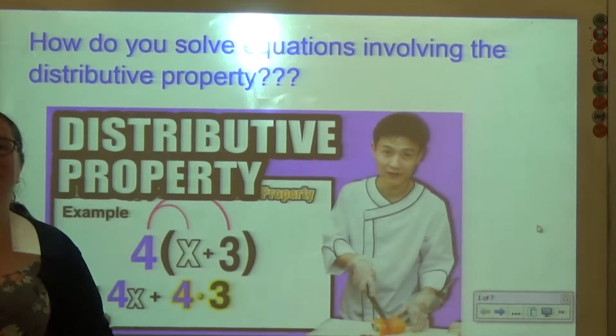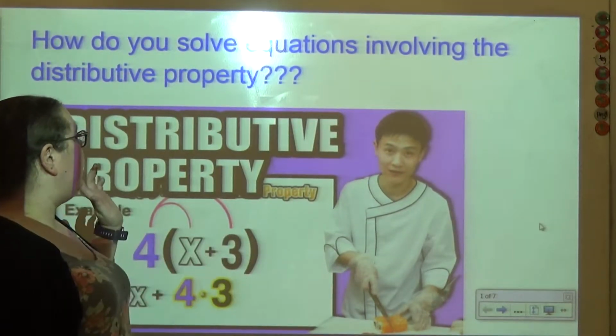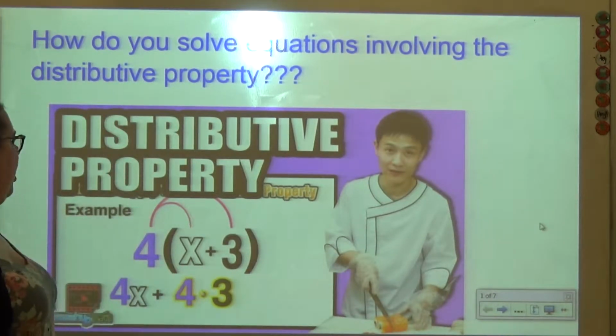Hi everyone, I'm Ms. Bazone, and today we're going to be solving linear equations when we're using the distributive property. I found this picture.